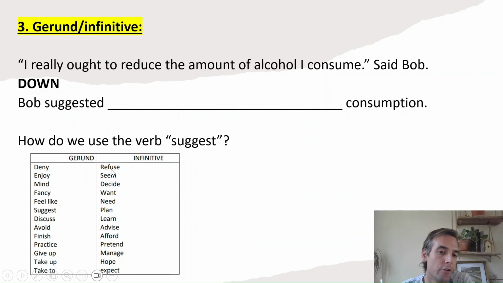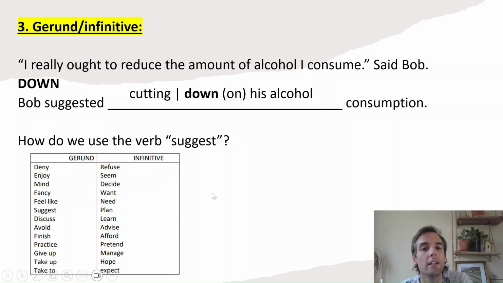I refuse to listen to any advice. It seems to be, I enjoy playing cricket, and so on. Would you mind opening the window? You can see how these work. Well, suggest uses the gerund, it uses ing. So he suggested cutting down his alcohol consumption, or cutting down on, that's optional. But you can see 1 mark for getting the ing, and then 1 mark for knowing the phrasal verb cut down, and then again getting the sentence all correct.